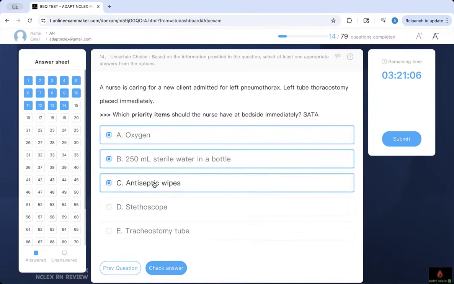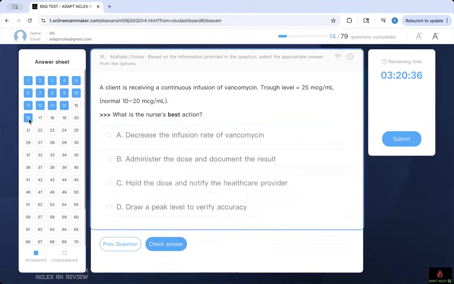Somebody will say, well, I need a stethoscope. Well, most of the time, it's not necessary, but I'll give you that. If I said 3, then yes. But the question said priority item you should have by the bedside. What would you do? Will you involve a stethoscope? Tracheostomy tube is not needed.